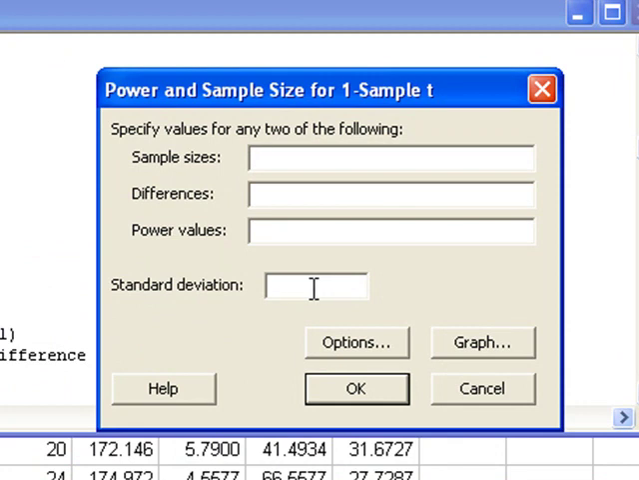This time, the standard deviation that we fill in needs to be the 19.21. Power is still 0.80, and the difference is the difference we calculated of 2.28. That's our sample mean minus the null value. And then we can enter in the absolute value of that.